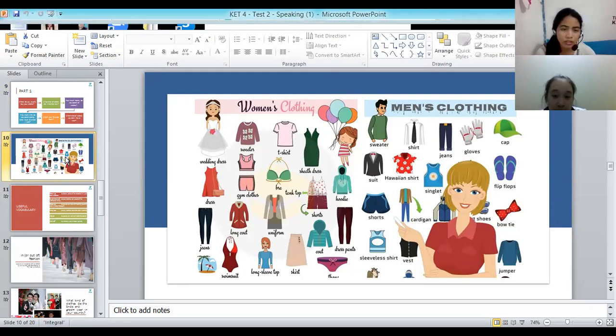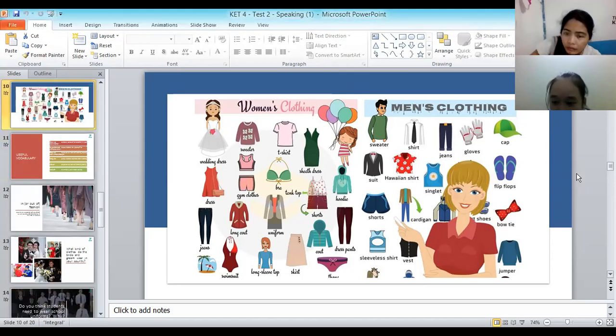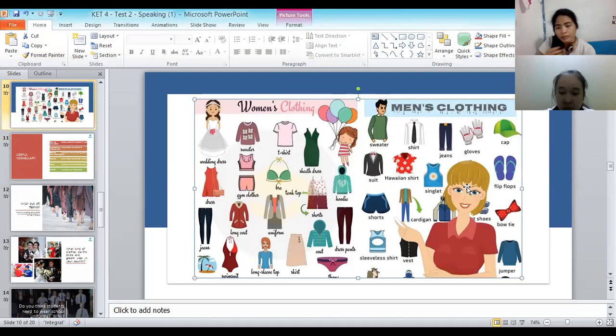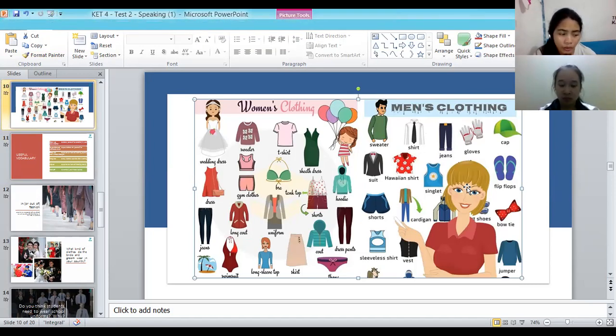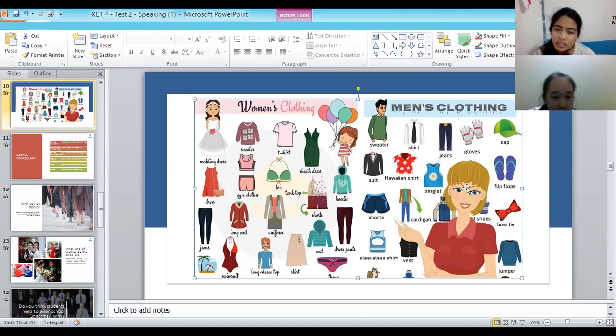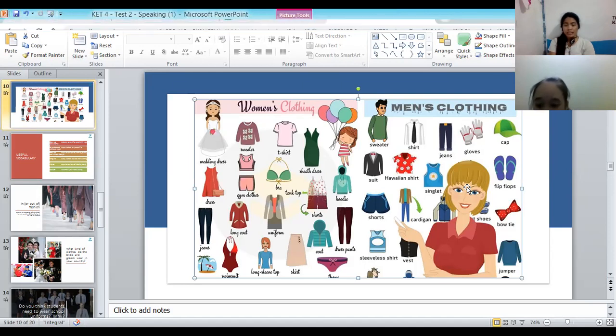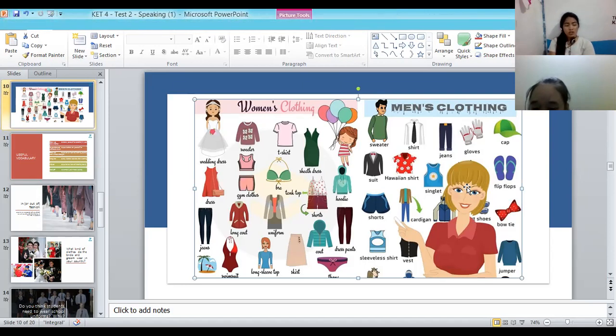Okay, so we have wedding dress, sweater, t-shirt, sketch dress, tank top, shorts, uniform, long sleeve top, skirt, swimsuit, jeans, long coat, and dress. And also we have men's clothing, right? So in men's clothing, what is that? We have sweater, shirt, jeans, gloves, cap, suit, Hawaiian shirt, singlet, flip-flop, shorts, cardigan, bow tie, long sleeve shirt, right? Vest, and that is jumper.